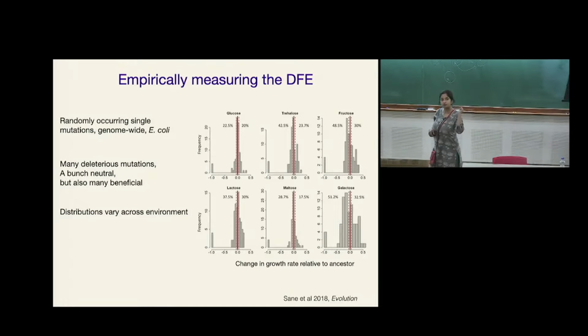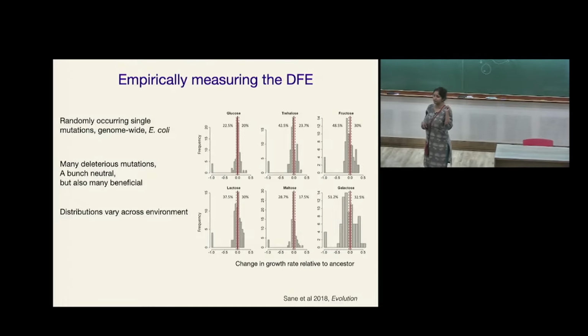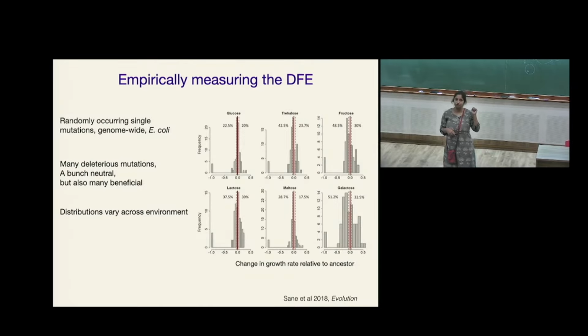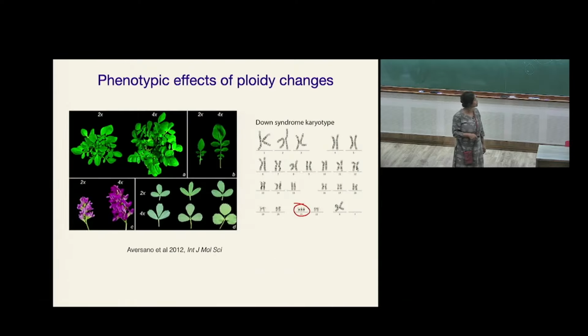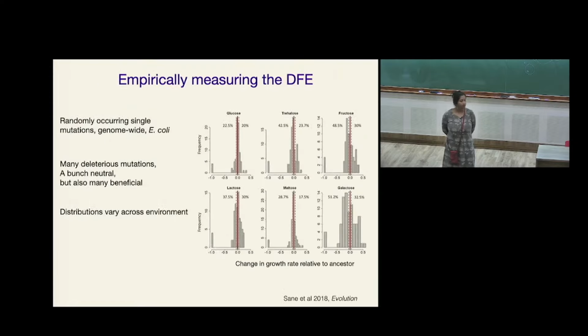In contrast to what you saw for the ribosomal protein DFE, where it did not vary very much, in most other cases people have tested across different environments, they found that with these kinds of random mutagenesis, across the genome or across single genes, you do find big differences across environments. On the left side, we have more lethal mutations. The extreme left is lethal. All of this is deleterious in between.